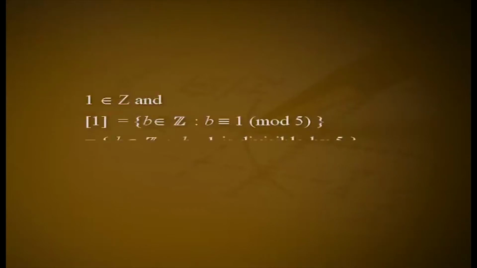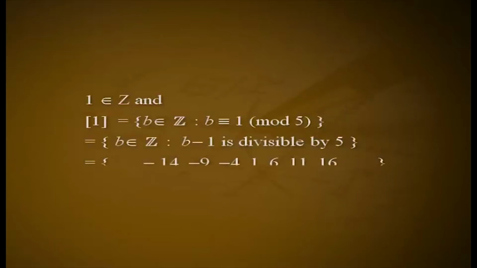1 belongs to Z and class 1 equals the set of all b belonging to Z such that b is congruent to 1 modulo 5, which is equal to the set of all b in Z such that b minus 1 is divisible by 5, which is equal to the set of all ..., minus 14, minus 9, minus 4, 1, 6, 11, 16, and so on.